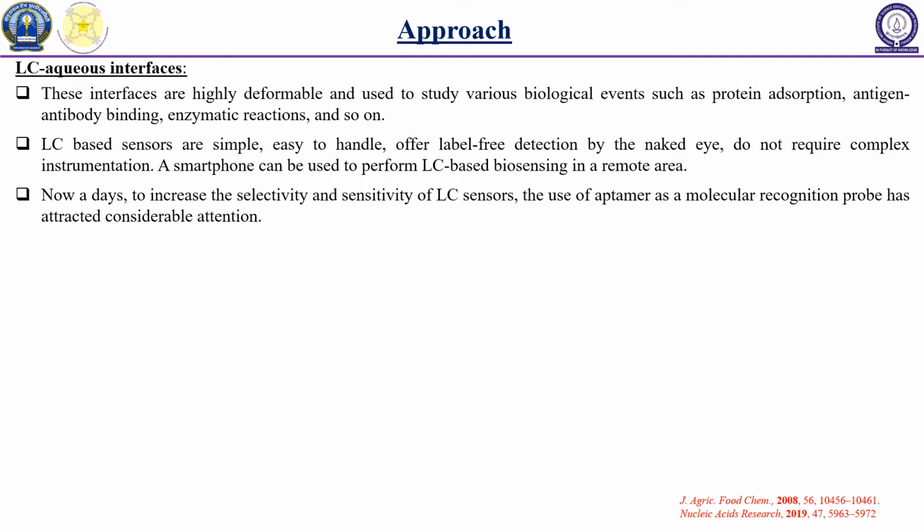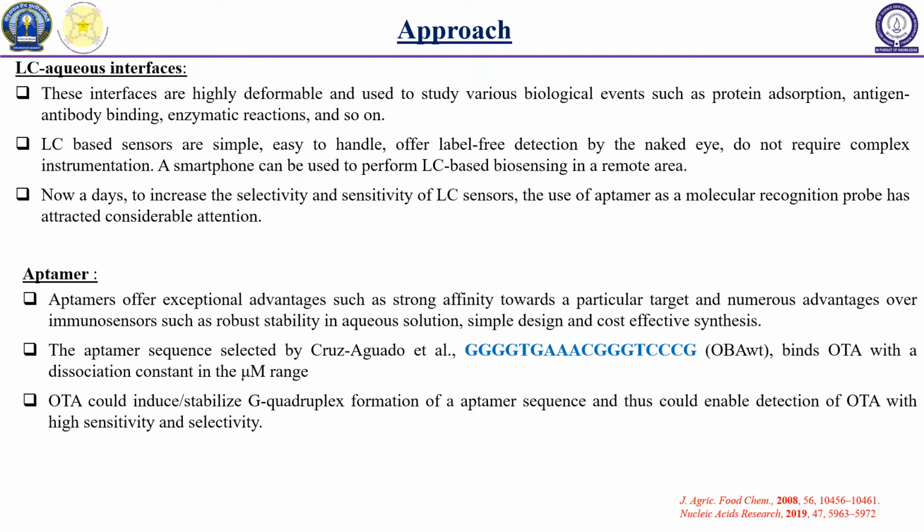These LC based sensors are very simple, easy to handle. They offer label-free detection by the naked eye and they do not require any complex instrumentation. Even a smartphone can be used to perform LC based sensing in a remote area. Nowadays, to increase the sensitivity and selectivity of LC sensors, the use of aptamer as a molecular recognition probe has attracted considerable attention. Why aptamer?